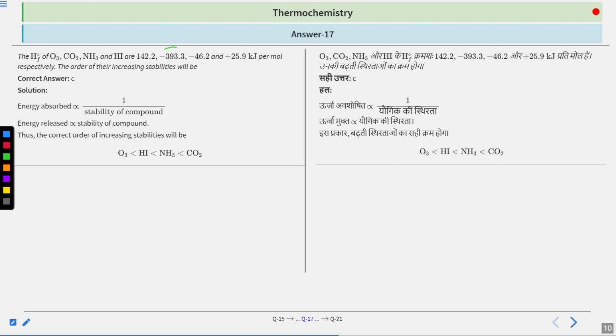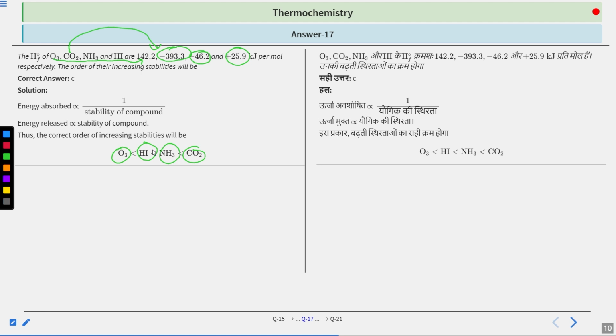Because this is the most negative value that we have, that is 393.3, so it is placed at the last. Okay, this is the respective one. Then for ozone, the highest amount of energy release, this is the least stable, so it is in the backward. Then for ammonia, it is being released, so it is written forward, whereas in the case of CO2, it is given, so it is HI. Clear? Okay, so very easy question.